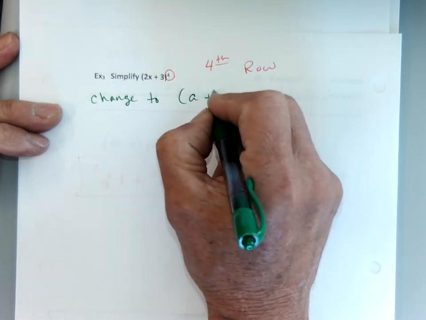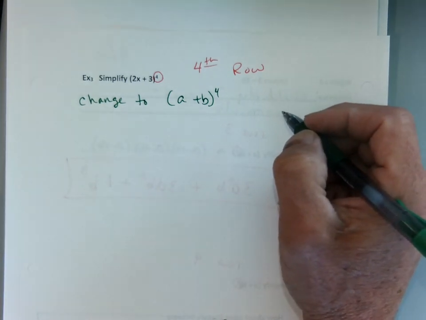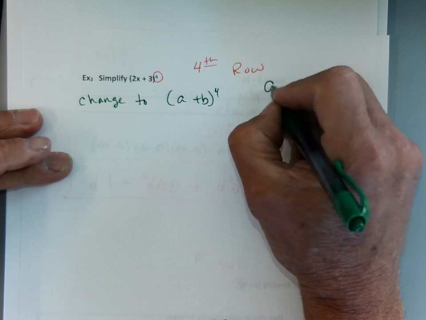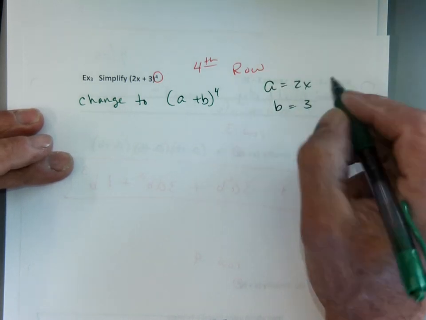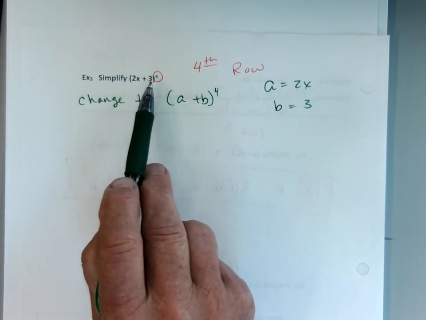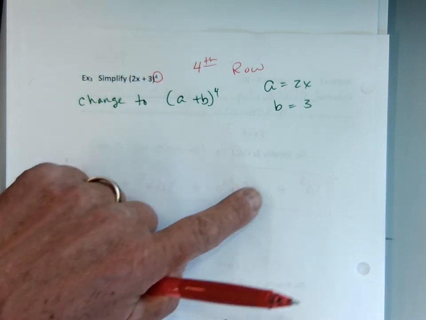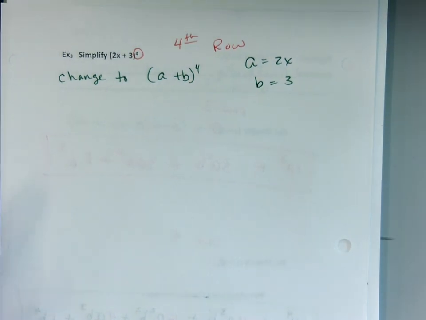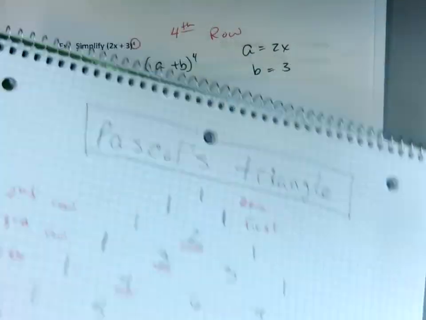A plus B to the fourth. We're going to make it easy, because we're going to let A be 2x and B be 3. So instead of 2x, I'm just going to do A's and B's, and do what I just did, okay? And I know the answer to that, right? We just did this one, fourth row, Pascal's triangle. There it is: 1, 4, 6, 4, 1.